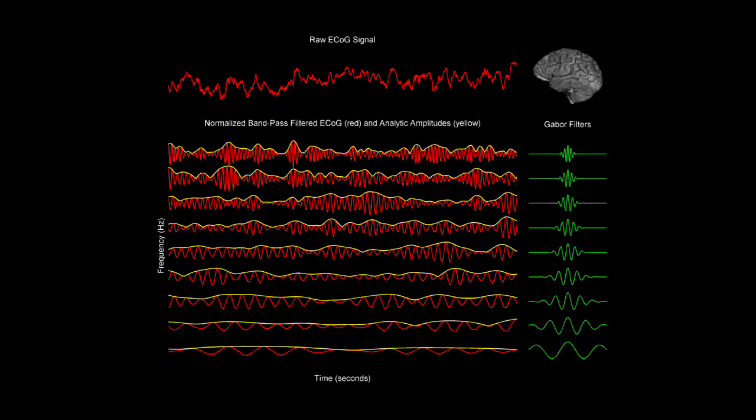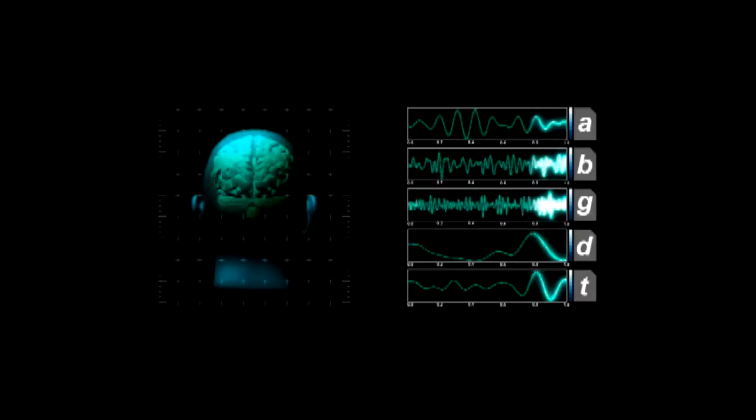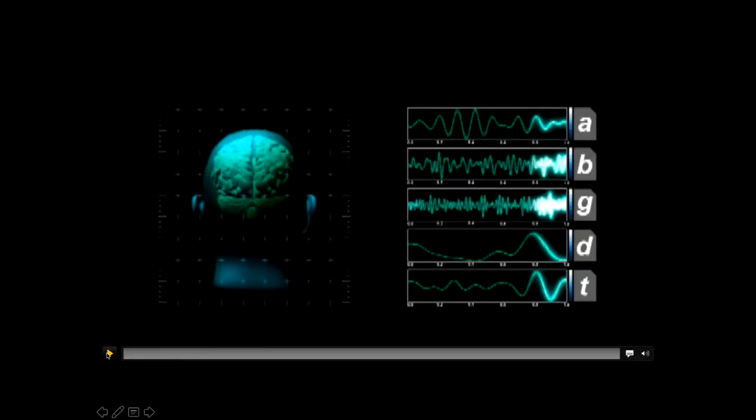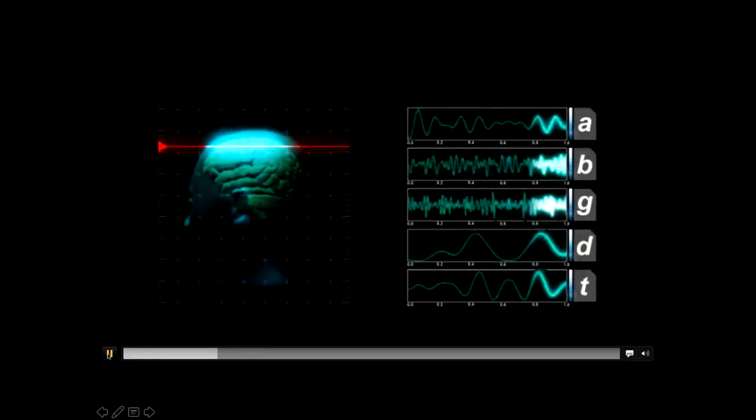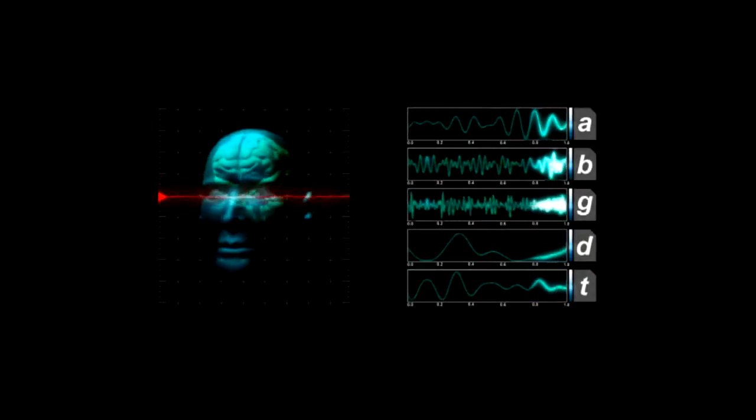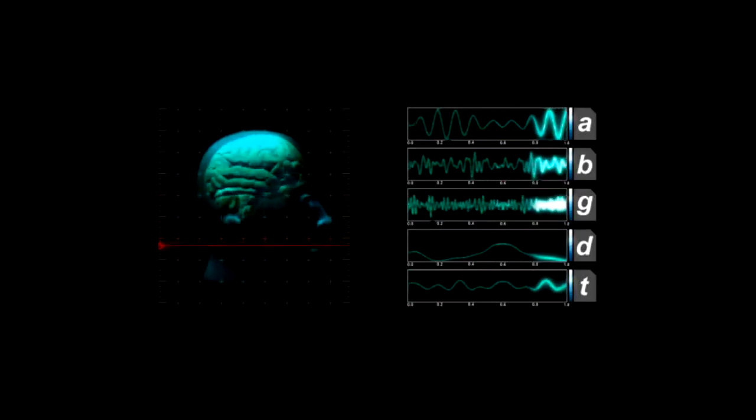And again, here's a little corny movie. This just shows what we can do in real time, extracting different frequency bands from the ongoing EEG. We can break them down into whatever bands we want.